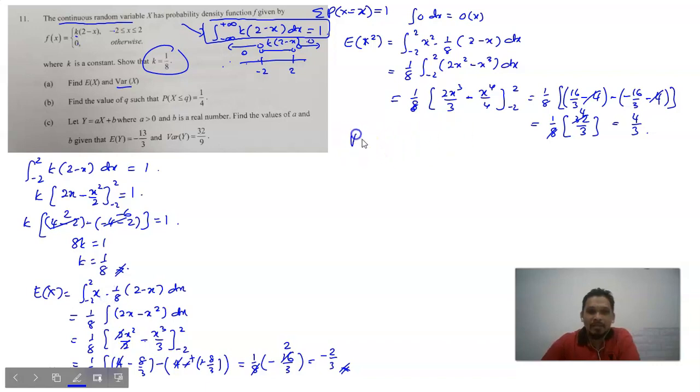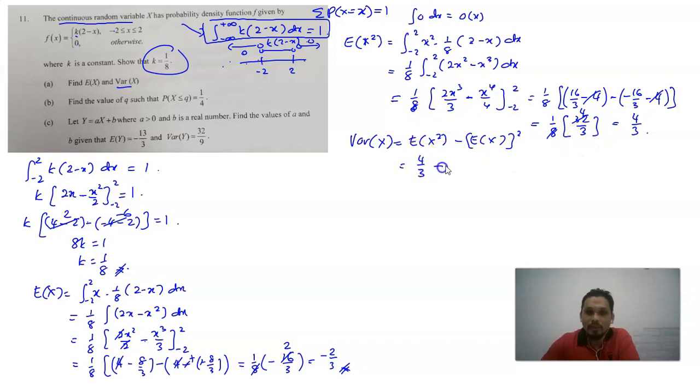So now variance equal to E of x squared minus E of x, squared. Okay, so now E of x squared equal to 4 over 3 minus expected value of x, negative 2 over 3, squared, equal to 4 over 3 minus negative 2 over 3 squared. 3 squared equal to 9. So turn this into 9: 3 times 3, so 4 times 3 come out with 12, minus 4 divided by 9. Okay, so 12 minus 4 equal to 8 over 9.